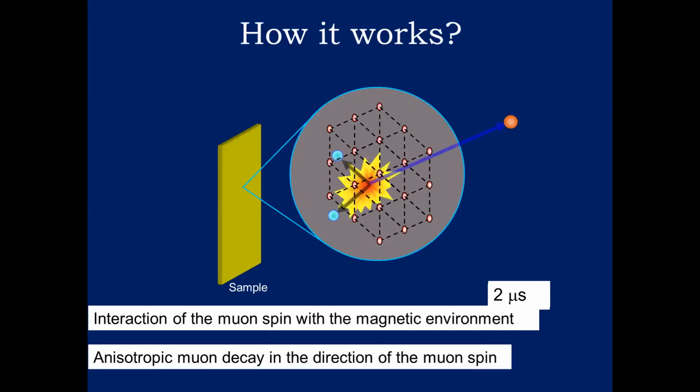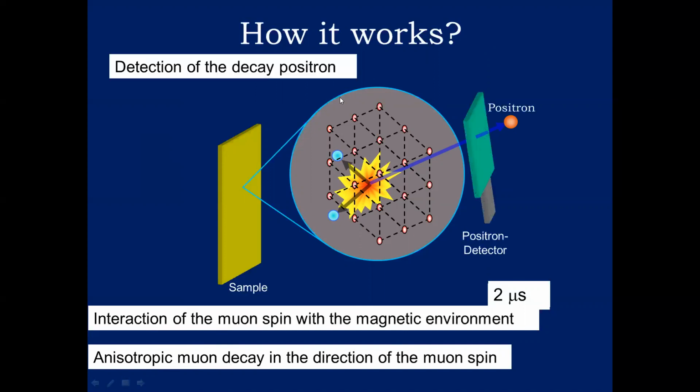So this is how it happens. The muon decays into a positron. Through the interaction of the muon spins with the magnetic environment, there is an anisotropic decay: the muon decays in the direction of the muon spin. And so this is the detection of the decay positron in the positron detector, and this is how the positron is collected.